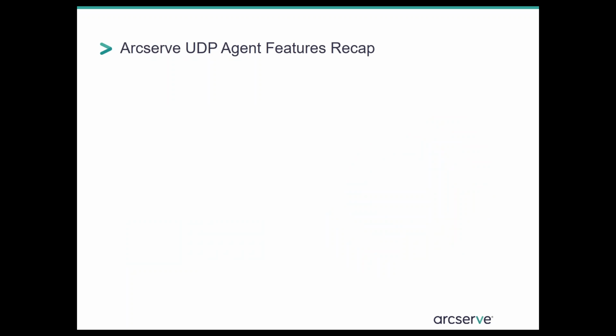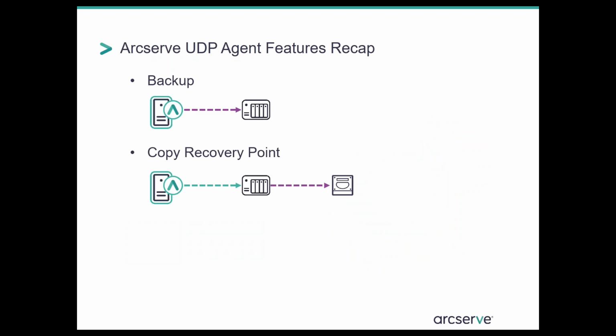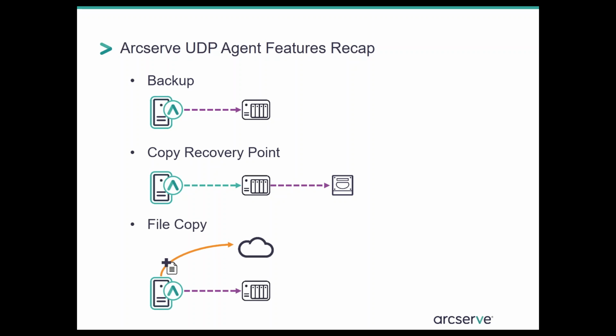Last time, we took a look at the Arcserve UDP agent and some of the features that are available. We looked at how we can enable backups, and that might be to a network drive or a local hard drive. We looked at how we can copy a recovery point. So we have our primary destination might be a NAS, for example, and then we can enable a copy of that recovery point to a hard drive or another network location. We looked at file copy, which lets us pick a directory or multiple directories, and based on filters, we can copy particular files to another location after the backup.